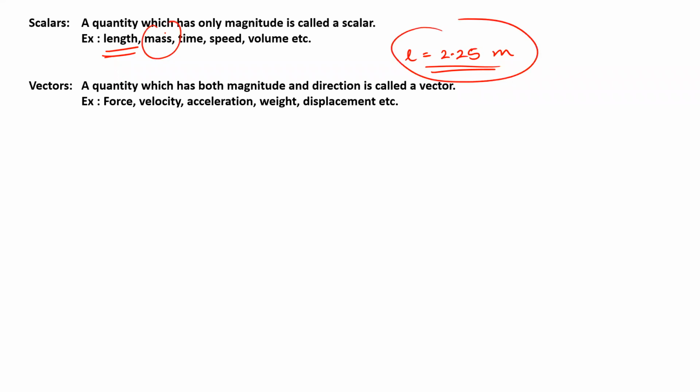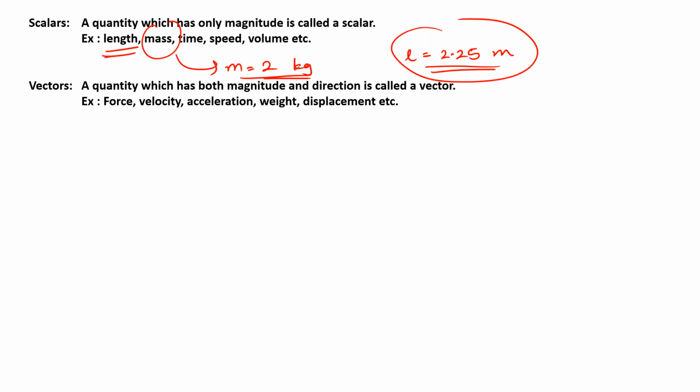What about mass? Mass means how much matter is contained in that particular object. Suppose the mass of some body is 2 kg. We measure this, so we can make out that this 2 kg is nothing but the magnitude of that particular quantity.